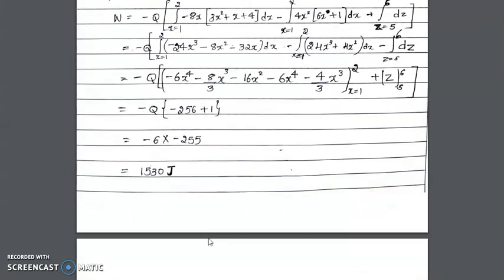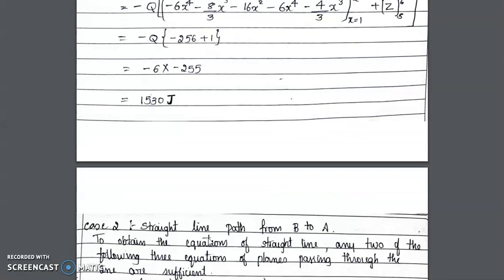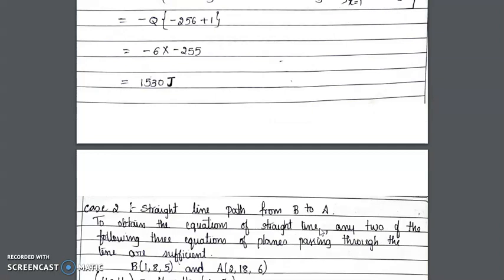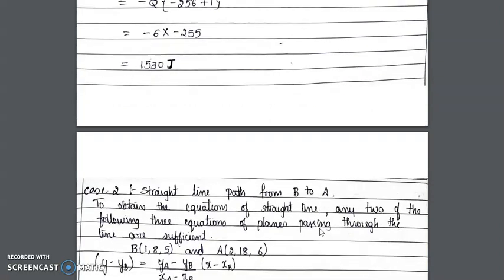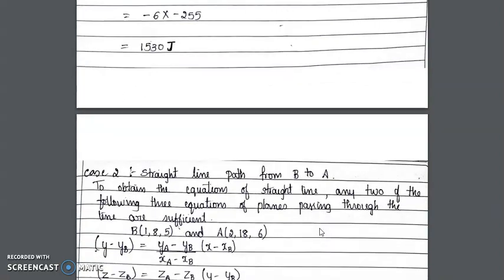Now case 2: the given path is a straight line path from B to A. Now we have to obtain the straight line equation for the path from B to A. For that I'll write the three plane equations. What are the three different planes in the Cartesian coordinate system? One is the xy plane, another is the xz plane, and the last one is the yz plane.